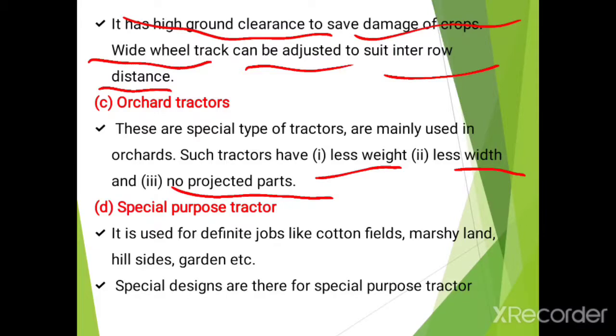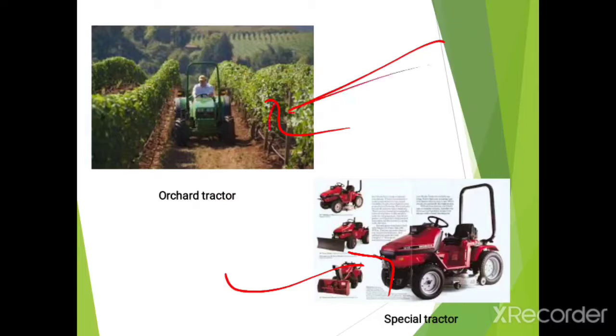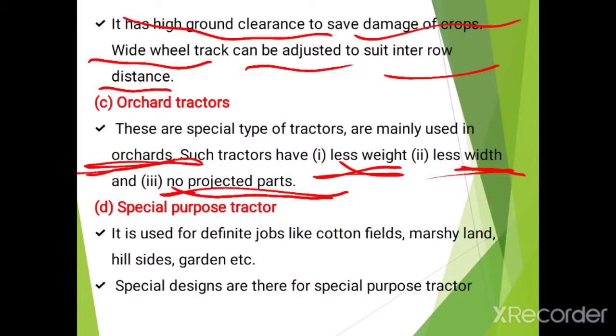Now the next type of tractor is the orchard tractor. These are special type of tractors mainly used for orchards, so they are called orchard tractors. Such tractors have less weight, less width, and no projected parts. This is an example of an orchard tractor. After that, special purpose tractors. They are used for definite jobs like cotton fields, marshy lands, hillsides, and gardens, etc. Special designs are there for the special purpose tractor.